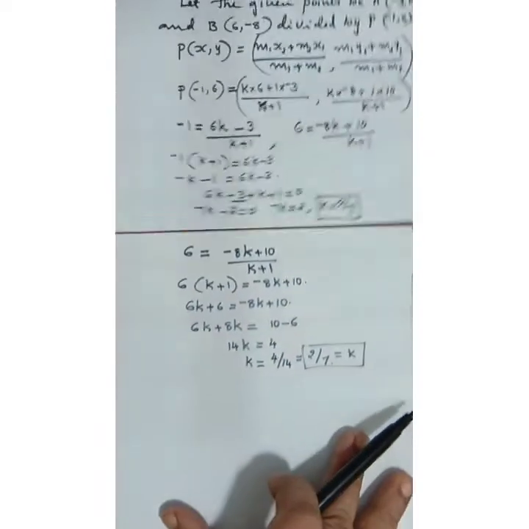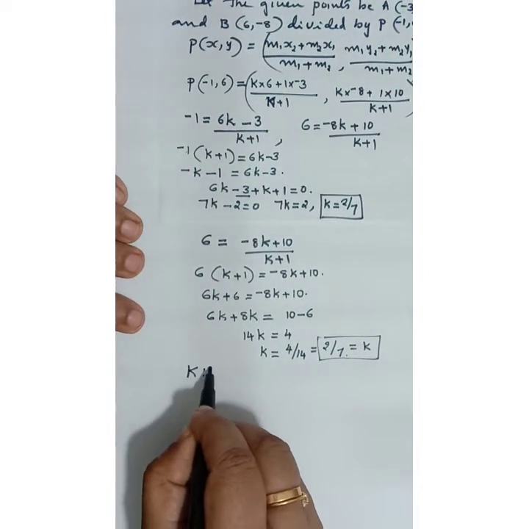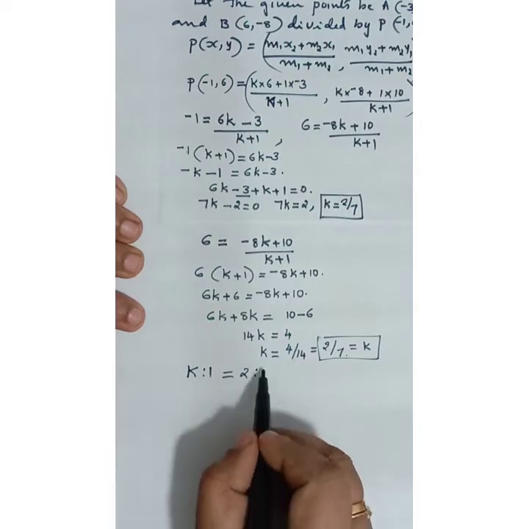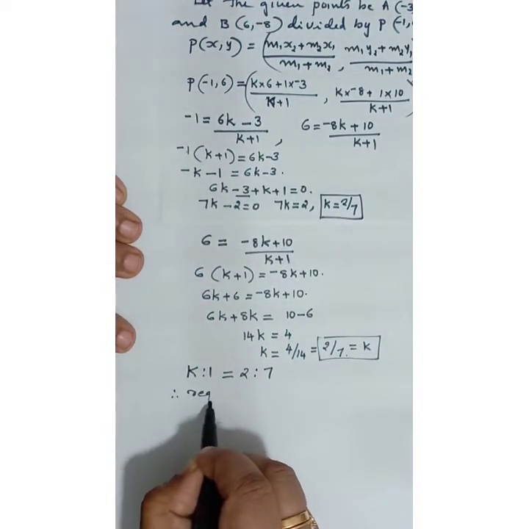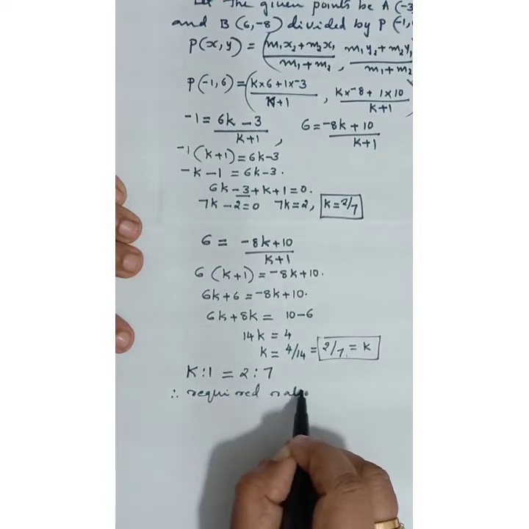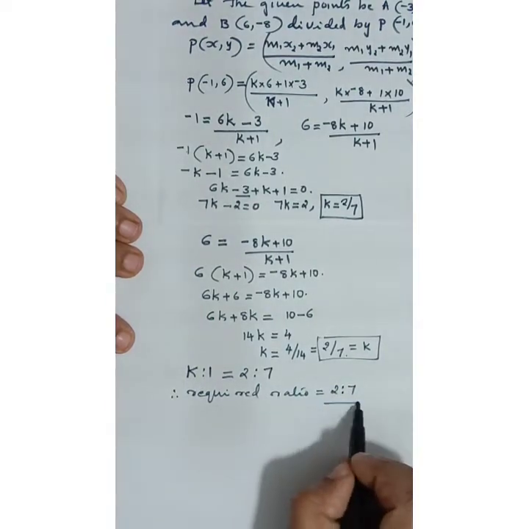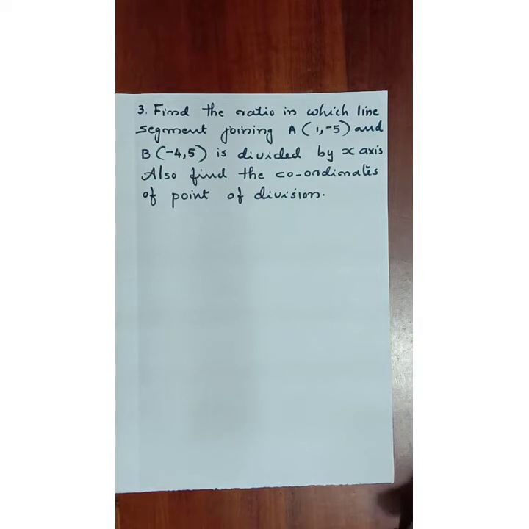Find the ratio was the question. So our ratio is K is to 1. Required ratio K is to 1, that is 2 by 7 is to 1, means 2 by 7 itself. Therefore, better you write it in words: required ratio equal to 2 is to 7. 2 by 7 by 1 means it is 2 by 7 itself. 2 is to 7. This is the required ratio. Let us see the next question, third question.